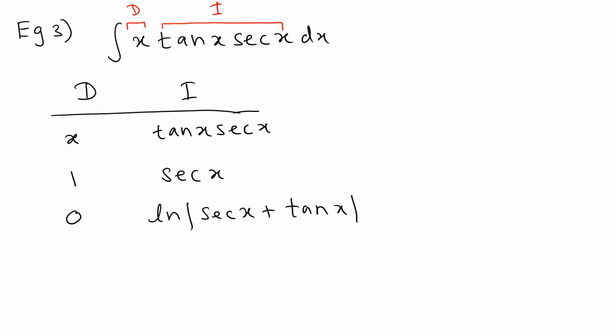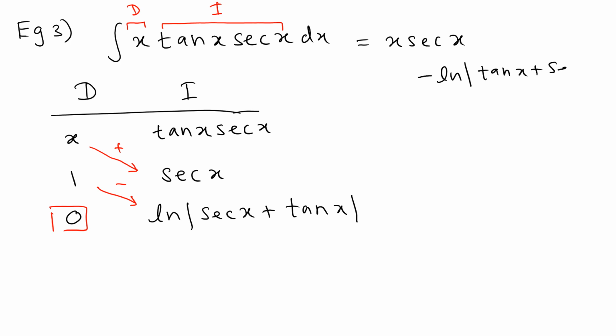Okay, since we get a 0, we can stop. So that means we're going to multiply these two with the plus sign, and we're going to multiply those with the minus sign. So we can write the final answer like this. This equals x secant x minus natural log of tan x plus secant x. So that is the answer for this problem.